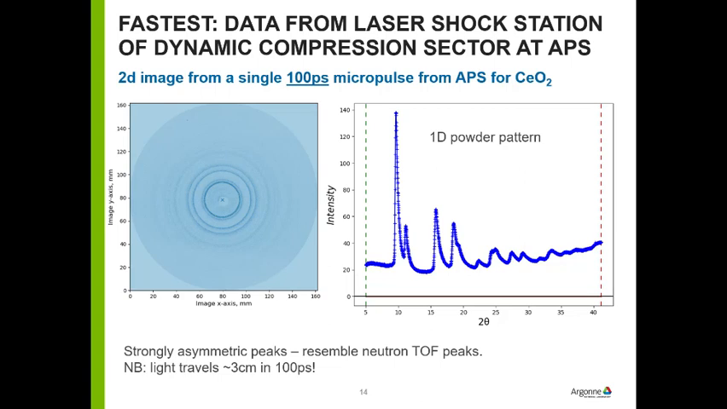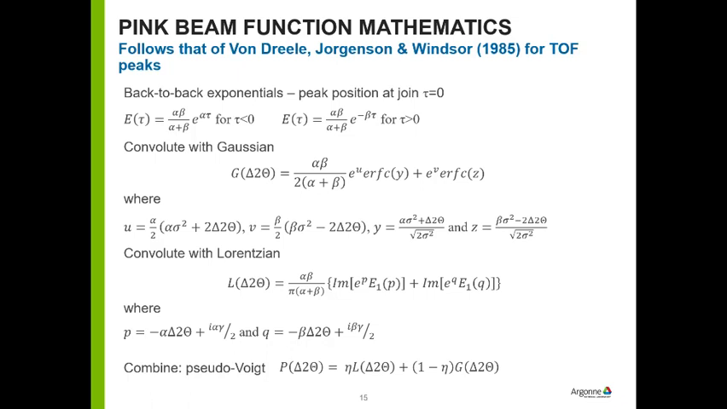And I said, sure. After a lot of work, because here's the powder pattern from the CeO2, just by integrating that image. And I looked at these peaks and I said, wait a minute, that looks familiar. It's the same as neutron time-of-flight peak shape. So I did the math, which is here. And you really don't want to know the details, but there is a Gaussian function and a Lorentzian function. They get convoluted with a pair of back-to-back exponentials that look like that. I'll talk about that a little later.